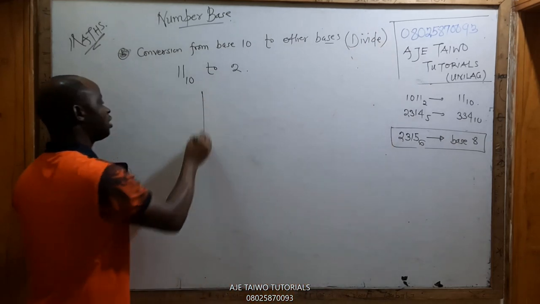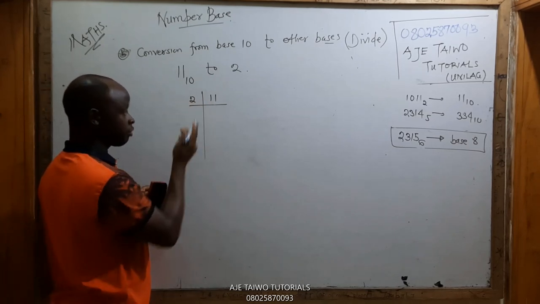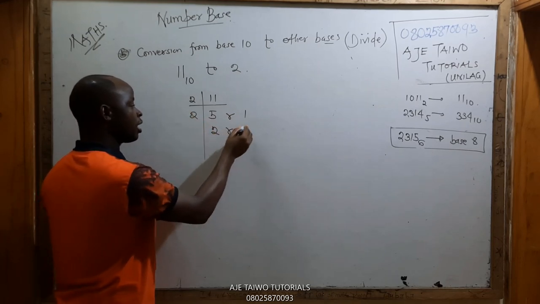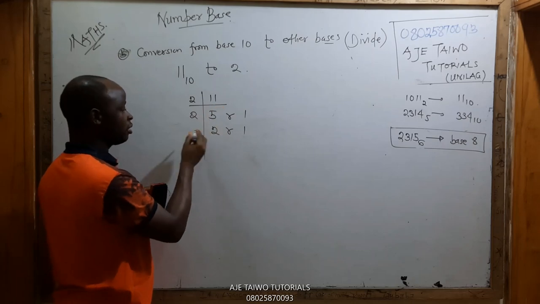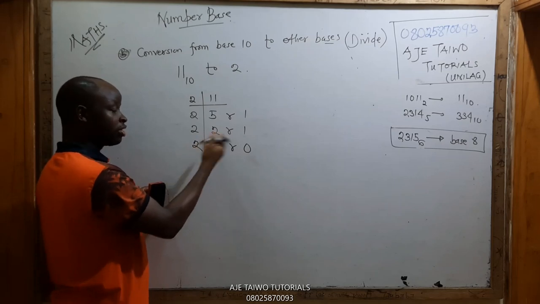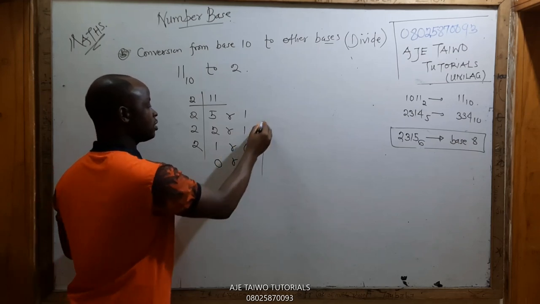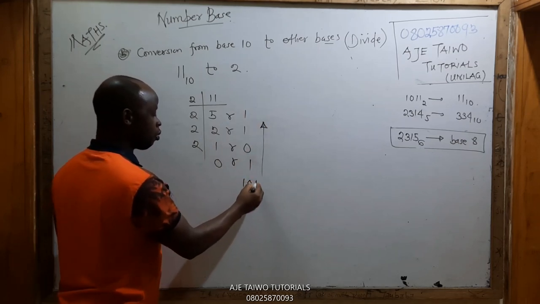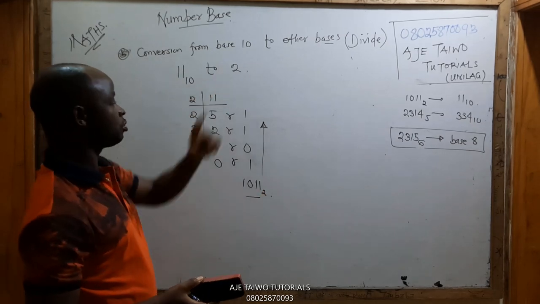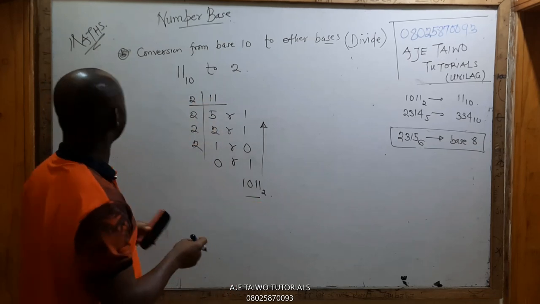So let's go. You just say 11 and put 2 here. 2 in 11, of course, you know it's 5, remainder 1. 2 in 5 is 2, remainder 1. 2 in 2 is 1, remainder nothing, that's 0. 2 in 1 is nothing, you cannot see 2 in 1 again, so 0, remainder 1. What do you do now? You take it all from here: 1, 0, 1, 1, base 2. You just converted 11 base 10 to base 2. You can see that I did a long division. Okay, so let's see number 2.